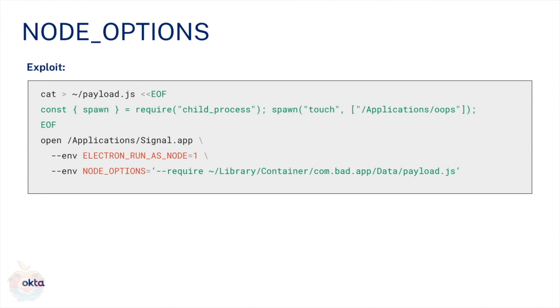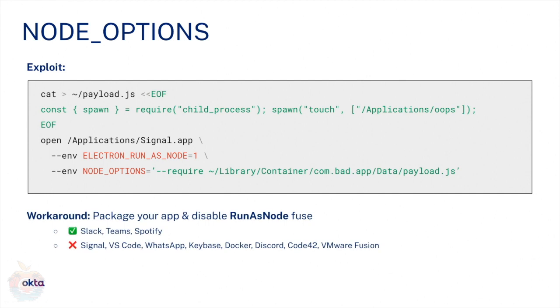And nobody wants to fix this. What the heck? So workaround here, if you are responsible for an Electron app, package your app. Make sure it's not named Electron, like VS Code and Keybase. And also disable the run as node fuse. This is a sort of experimental, not really documented feature, but it essentially makes your app ignore the value of ELECTRON_RUN_AS_NODE. This should never be enabled.